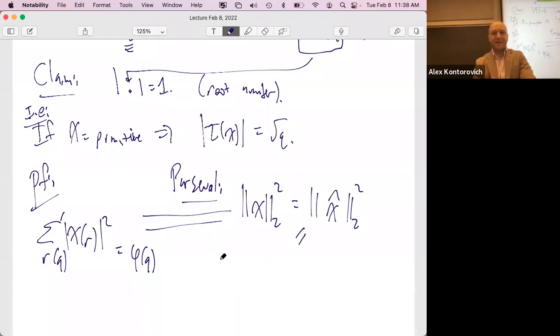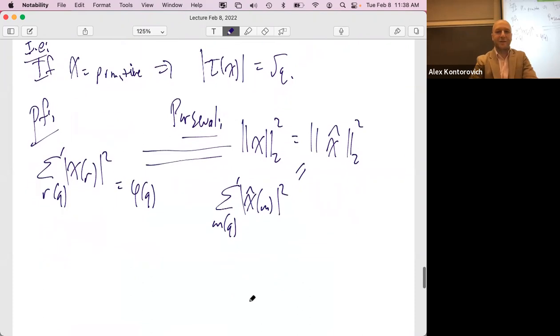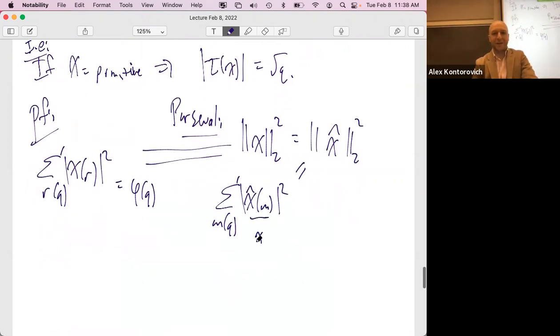Now let's look at this side. This is a sum over m mod q of the norm squared of chi hat of m. If chi is primitive, then the only m's that contribute are the ones that are coprime to q, by our exercise. And for those, this is equal to chi of m bar times chi hat of 1, and chi hat of 1 is tau of chi over root q.